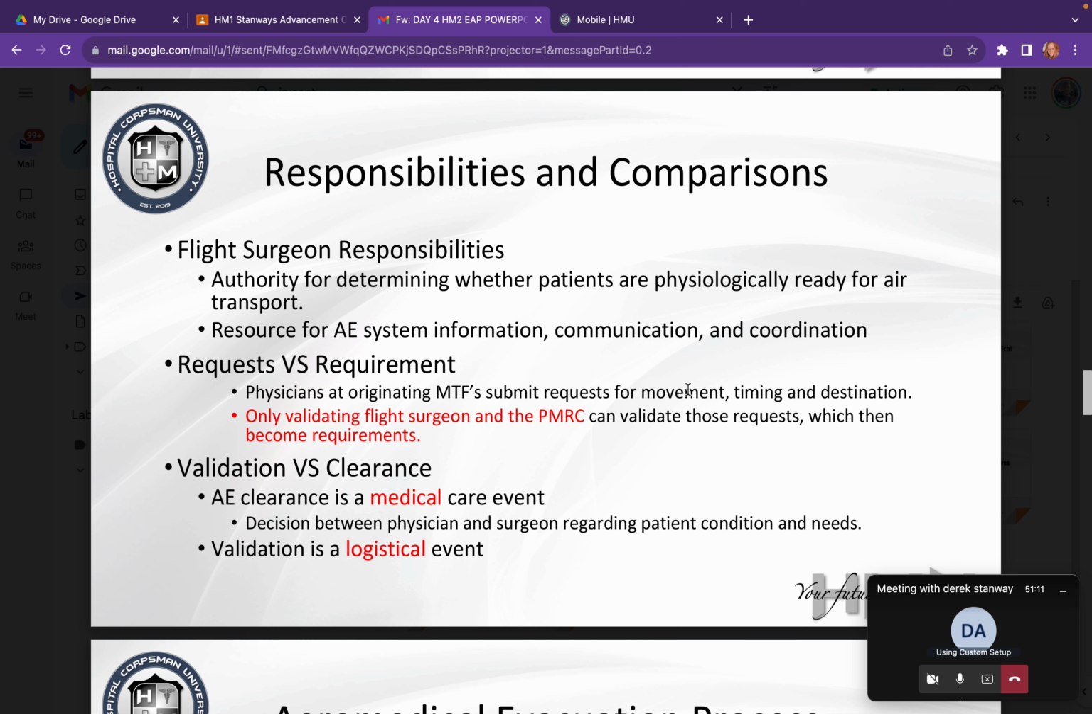I have a question. Yes. What does PMRC stand for? Patient movement requirements center. Oh. So these people are just validating this person is stable enough to transfer.